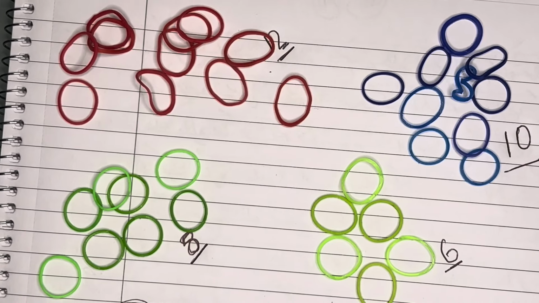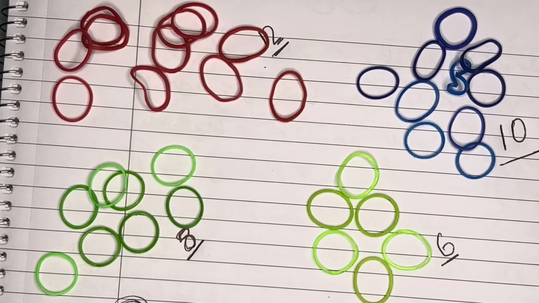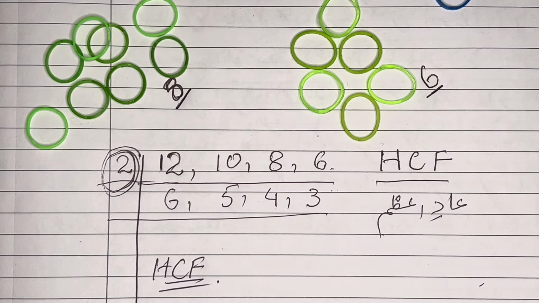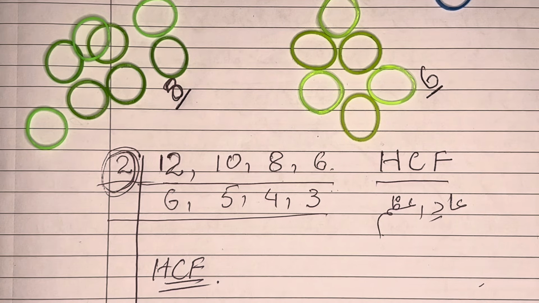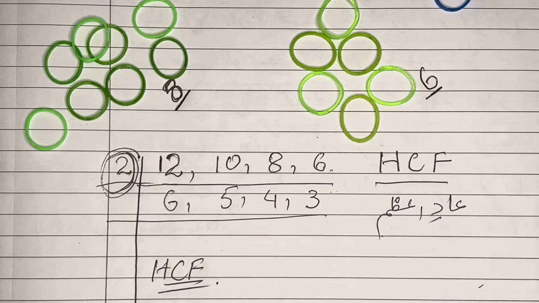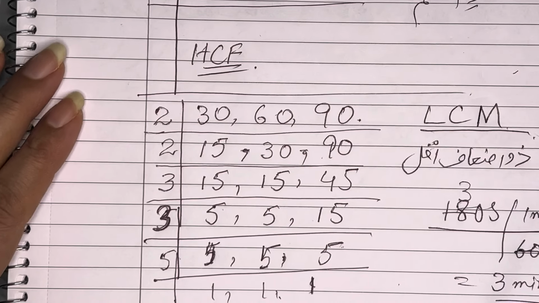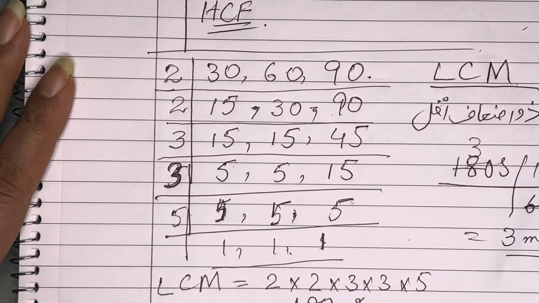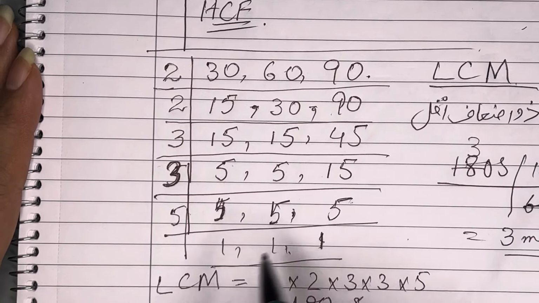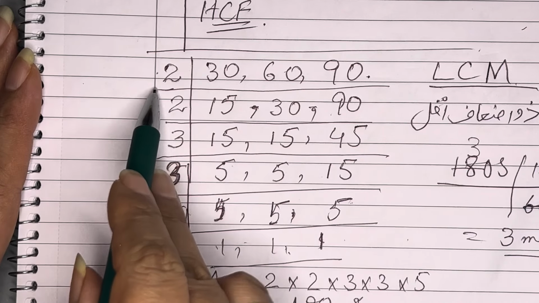What's the major difference here in HCF and LCM? When we are dividing the things, we are looking for factors, so we are not allowed to divide the things which cannot be divided. As in the case of 12, 10, 8 and 6, we left 6, 5, 4, 3 as it is. But in the case of LCM, we kept on dividing the things till the last moment until we got 1 1 1 at the end.